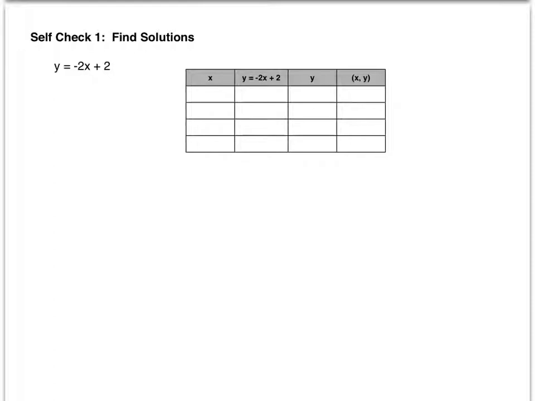Now it's your turn. In self-check 1, find 4 solutions to y equals -2x plus 2 and write those solutions as ordered pairs. On the back of your notes, just draw a table similar to the one I've shown. Substitute your x values in. You may choose any x values you wish. Substitute those in and find 4 ordered pairs.